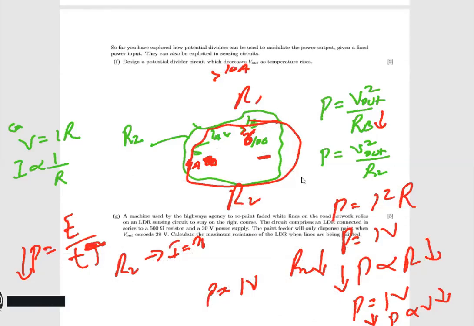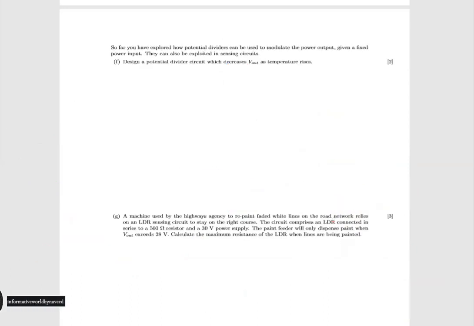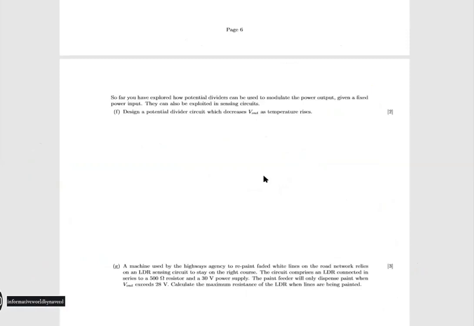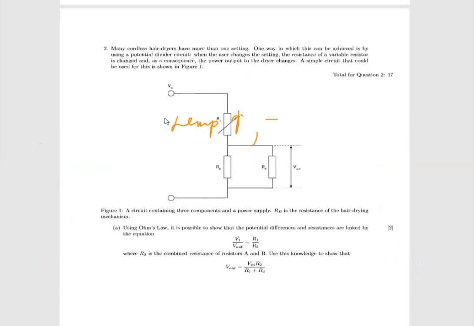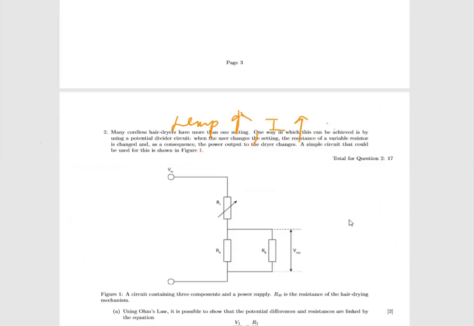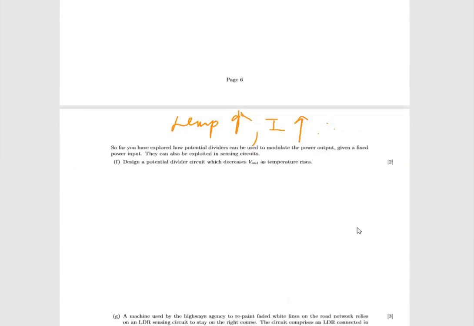Okay. So, to modulate the power output given a power supply, design a potential divider circuit which decreases V out as temperature rises. So what will you do? If you increase the temperature, then the current should rise, which decreases V out as the temperature rises.